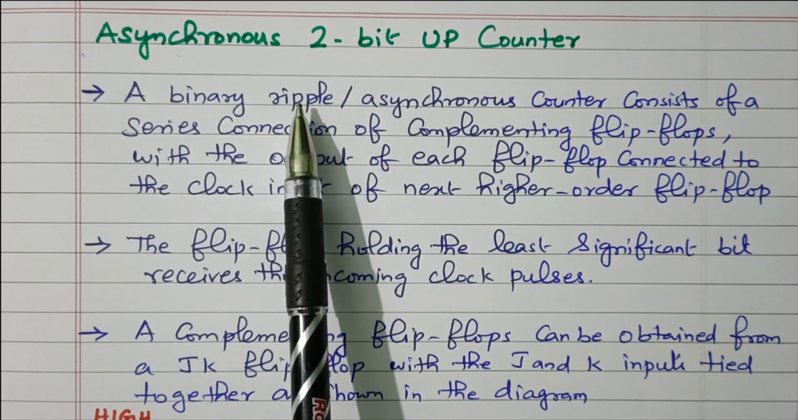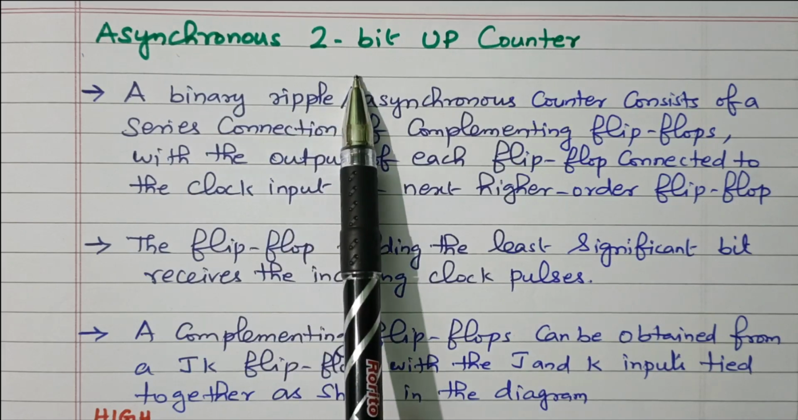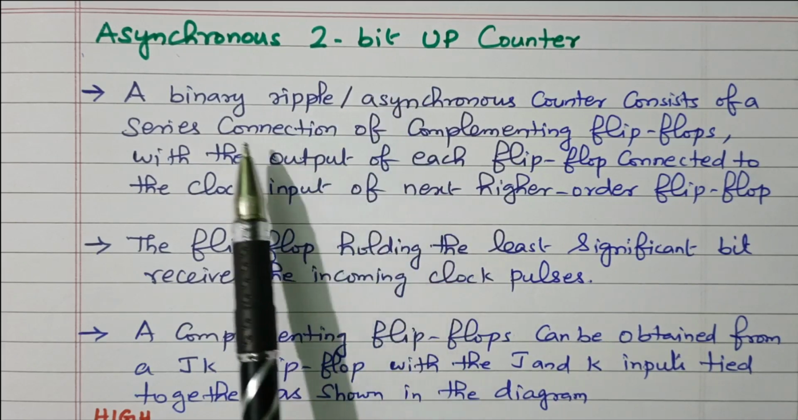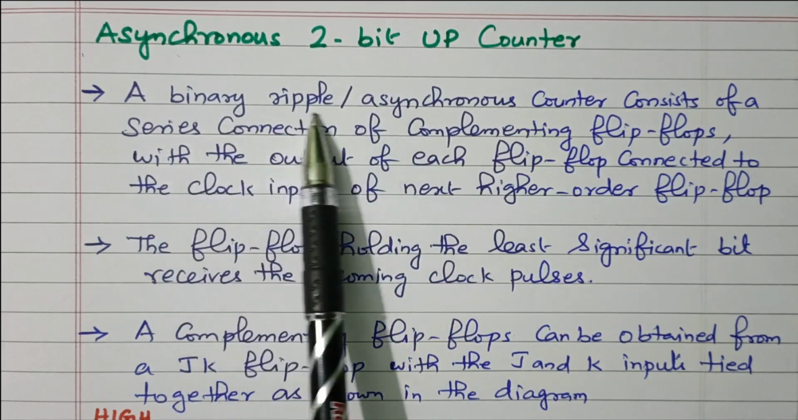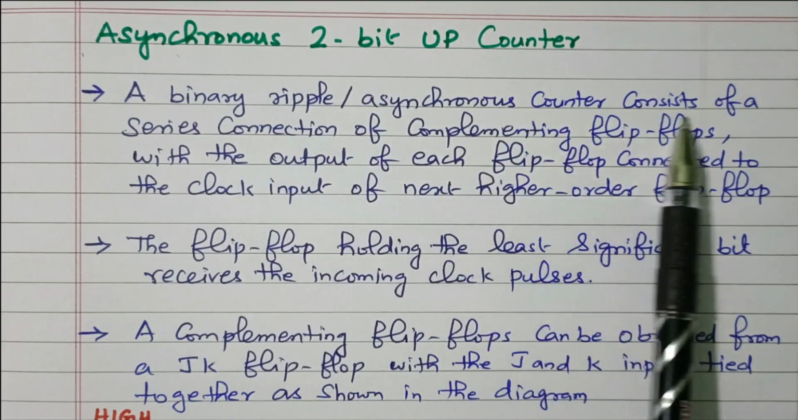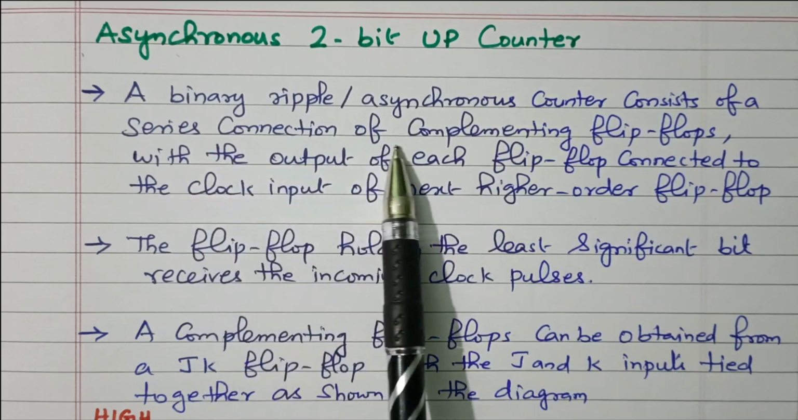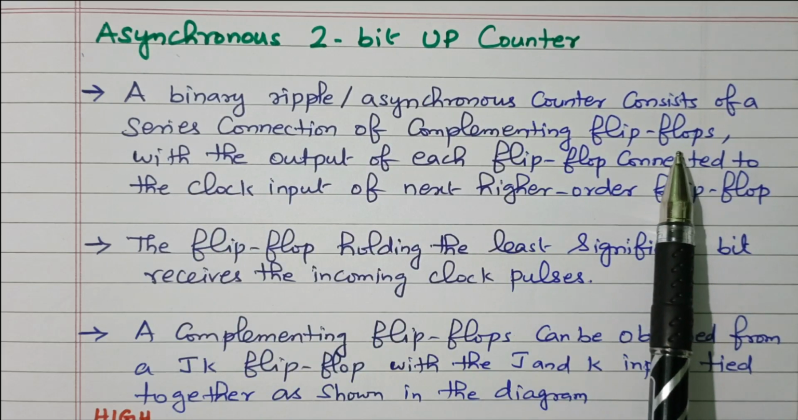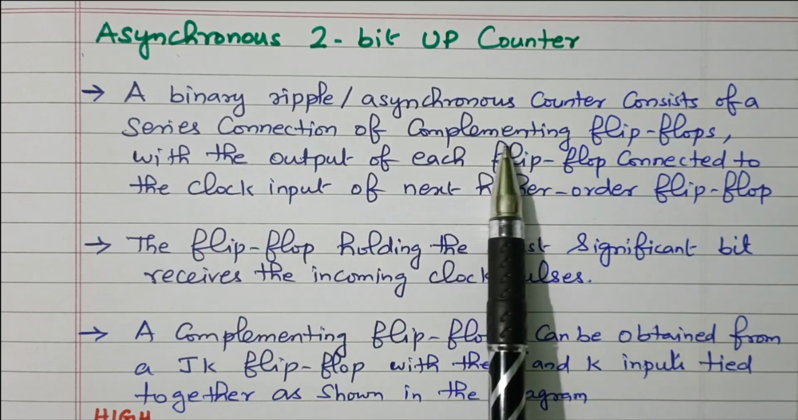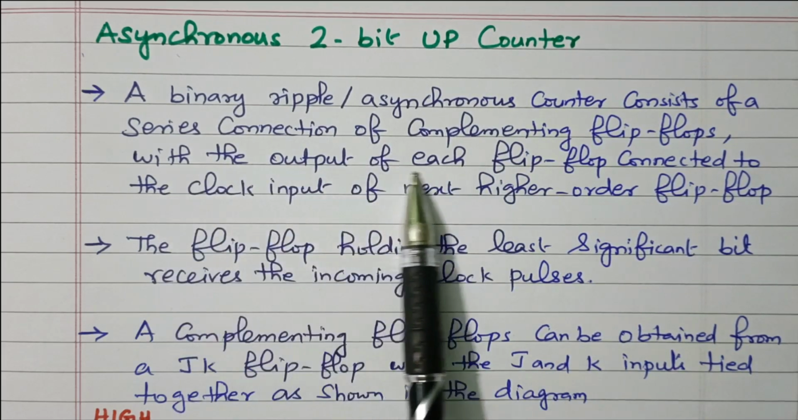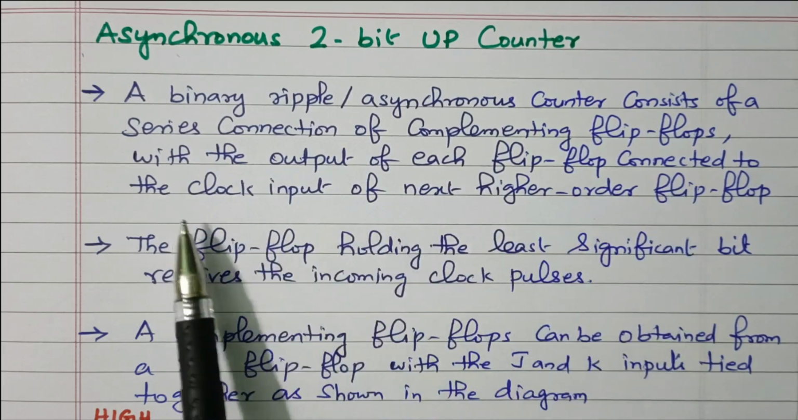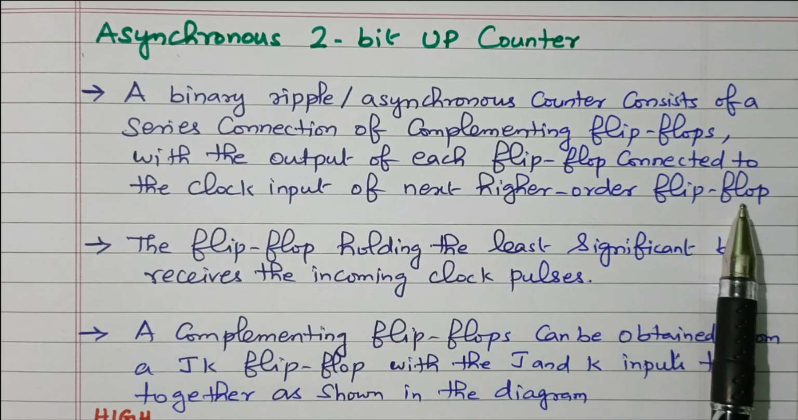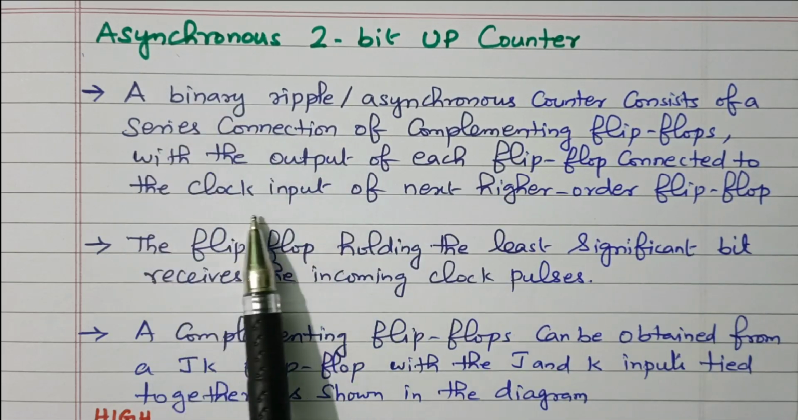So this counter is made up of flip-flops. Flip-flop is the storage element. It is able to store 1-bit data. Now we'll see the detail. A binary ripple or asynchronous counter consists of a series connection of complementing flip-flops, that is inverting. The clock pulse is inverted, so that is called complementing, with the output of each flip-flop connected to the clock input of the next higher order flip-flop. So that is called the asynchronous counter.